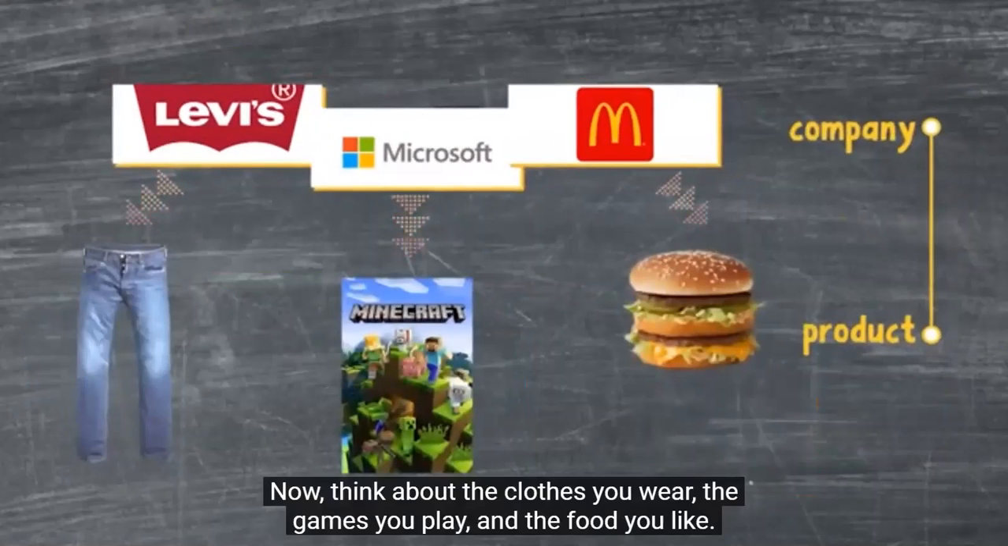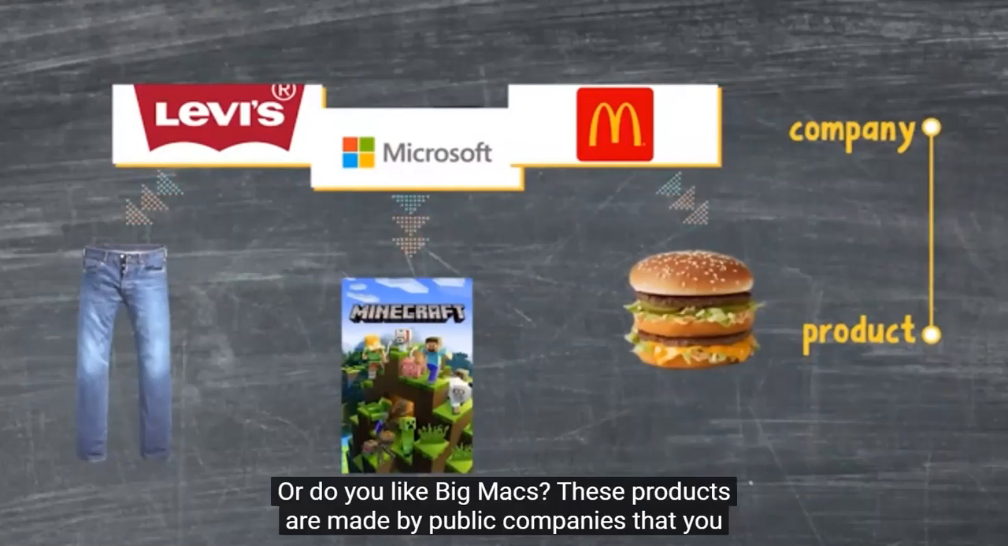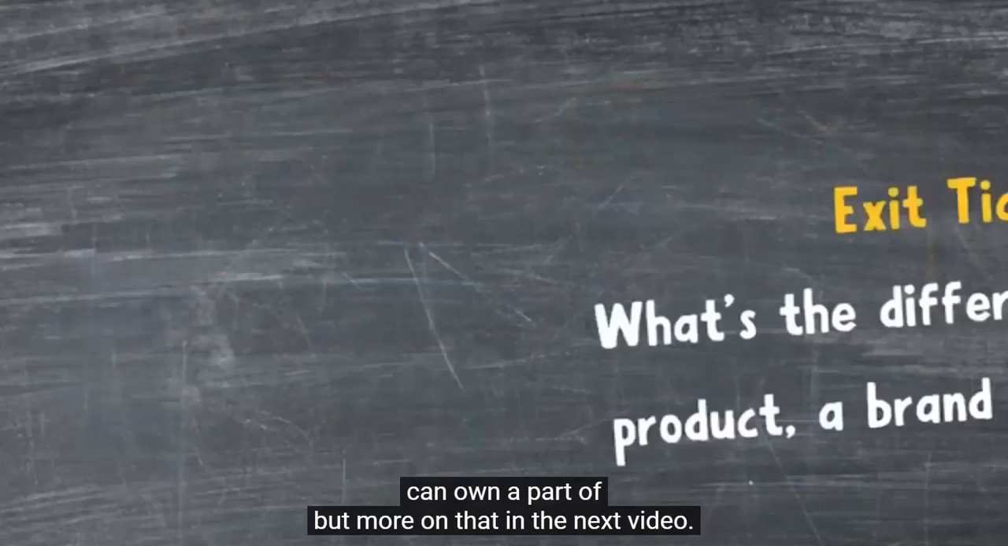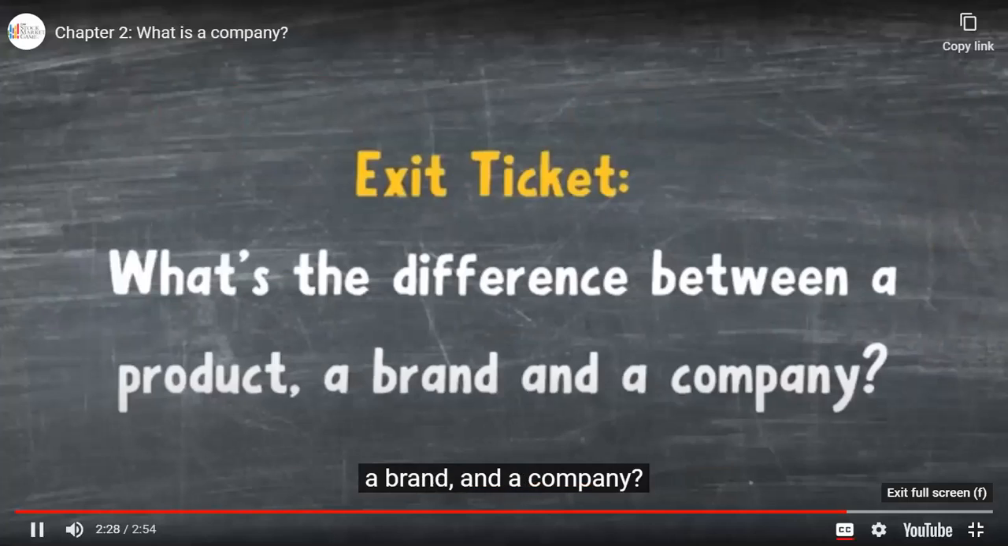Now think about the clothes you wear, the games you play, and the food you like. Do you have a favorite pair of Levi's jeans? Do you play Minecraft? Or do you like Big Macs? These products are made by public companies that you can own a part of, but more on that in the next video. We'd like you to answer, what's the difference between a product, a brand, and a company?